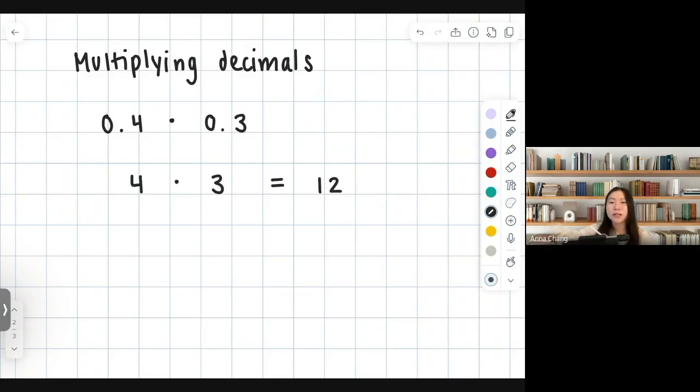We need to place the decimal point according to the number of decimal places in our factors. So here we have 1 decimal place and 2 decimal places, okay? That means my decimal point, which is originally at the end of my 12, is going to move 2 spots to the left. Boom, boom. My decimal point is going to go right there. This is 0.12.